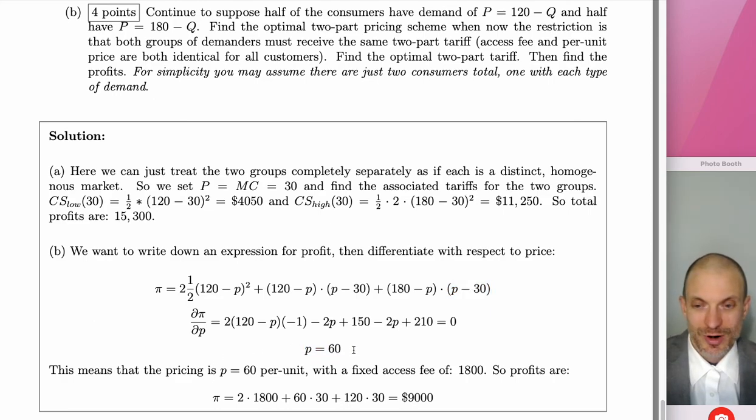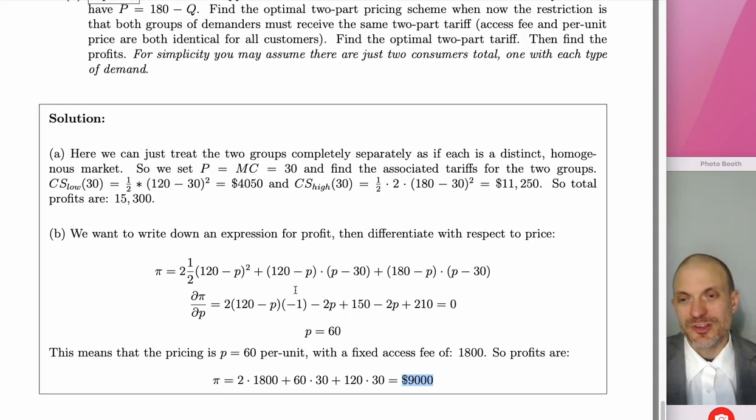So that's going to be our optimal price. You'll drop that back into here to calculate the access fee. So into this expression, you drop in 60 instead of 30, so you'll get 60 squared. Half of 60 squared, right? And that gave us the access fee of 1,800. So profits are going to be, we'll get that twice, from each group. And then here's price times, this is 60 minus 30, which is 30. And then this is 180 minus 30. No, 180 minus 60 is 120. And then here's 30. Yep. And we calculate profits of 9,000.